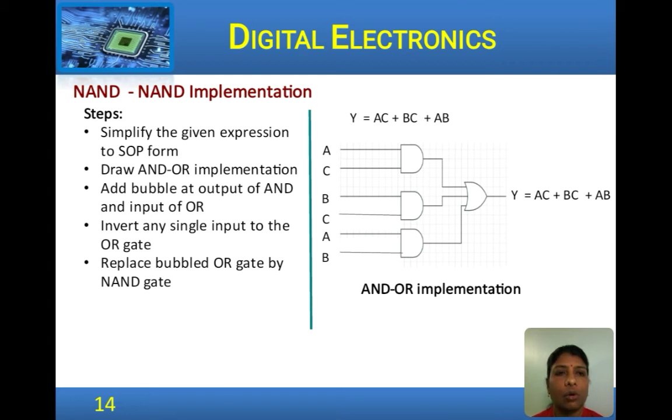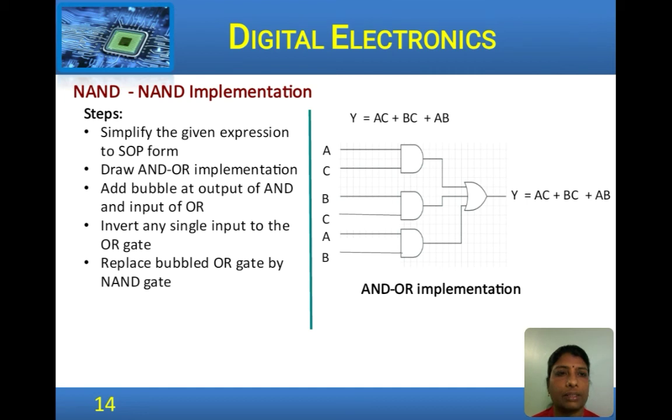Next we shall see how to implement the sum of product using the universal NAND gate. So, it is a NAND implementation. The steps for it are, first given the Boolean expression, simplify it to a sum of product, the minimal form. Then draw the circuit using AND and OR implementation, which we have just seen. And then put a bubble at the output of AND and input of OR. This will not change the function. And then invert any single input to the OR gate and replace the bubbled OR gate with a NAND gate.